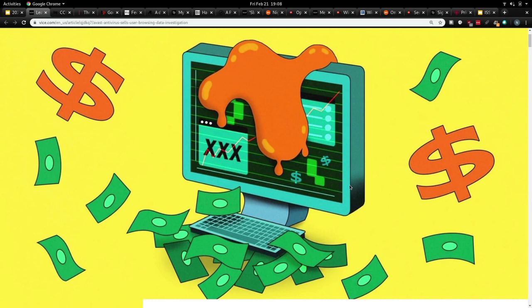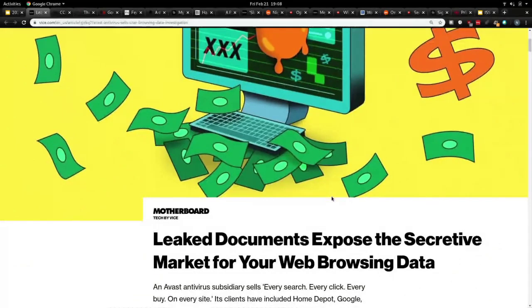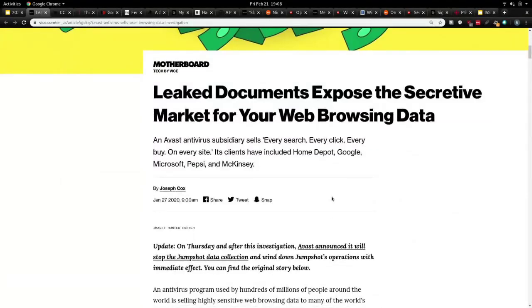Okay, so news. We were trying to be nice and not cover a month's worth of news, so we only got a few stories. The first one: leaked documents exposed the secret market for your web browsing data. Now, this is nothing new. We all know that lots of companies like to buy all of our browsing and personal information, but the source of this one was actually really interesting.